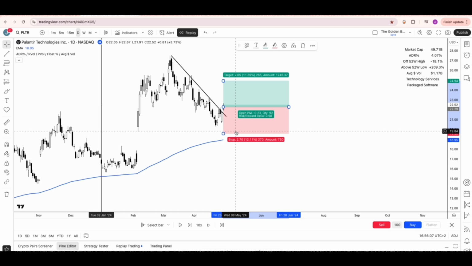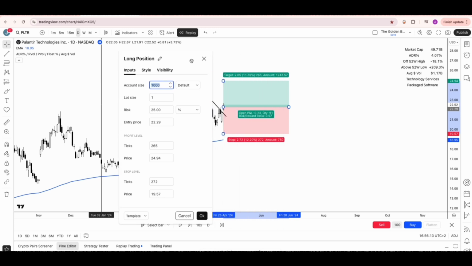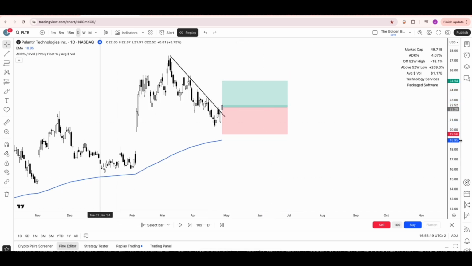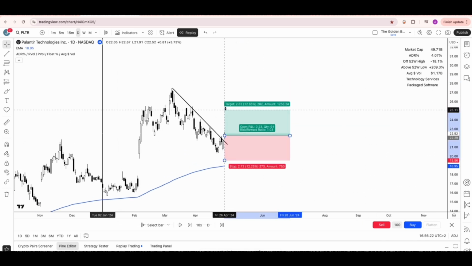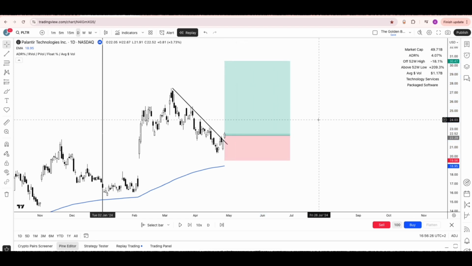That is 12.21%. Me personally, I like to be very precise with this because I don't want to make any executional mistakes. So 12.21 is what it should be. 12.25, that's not bad either. And now a 1-to-3 risk to reward ratio.